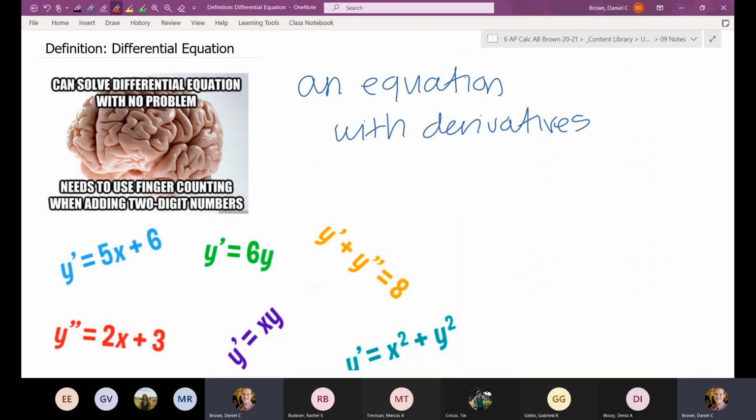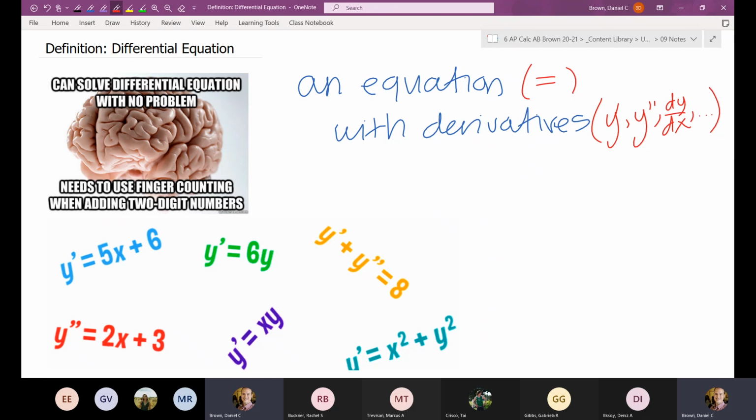Again, to make something an equation, you have to see an equal sign in the problem. And then if it has a derivative, it can be any type of derivative. It might be the first derivative. It might be the second derivative. We'll often write in the dy dx notation, but any type of derivative, as long as you see an equal sign and a derivative, we're going to call that a differential equation.